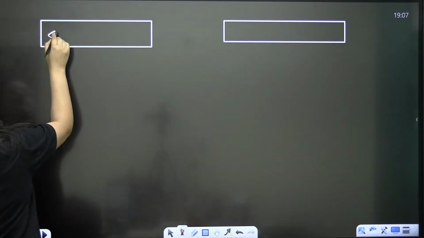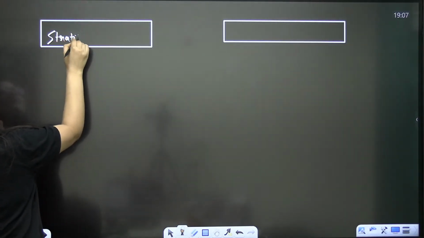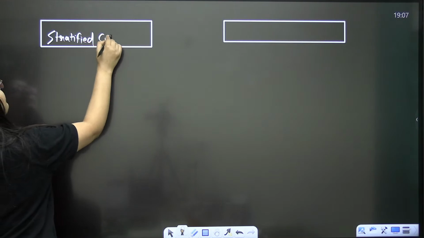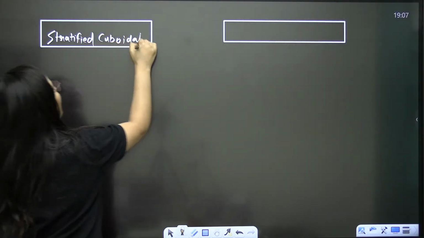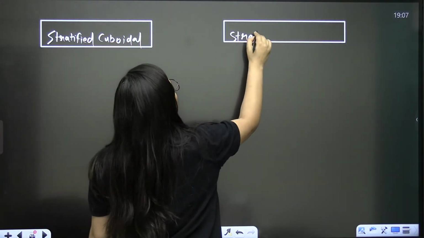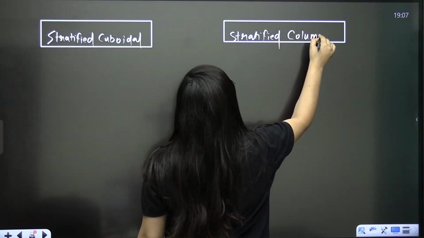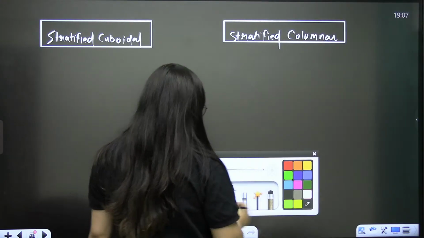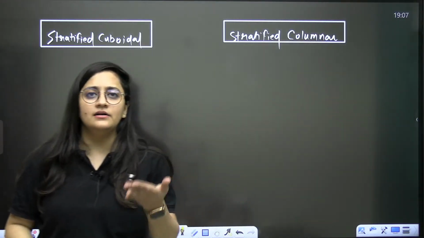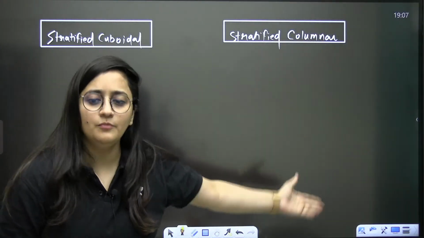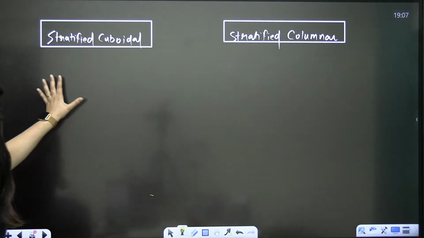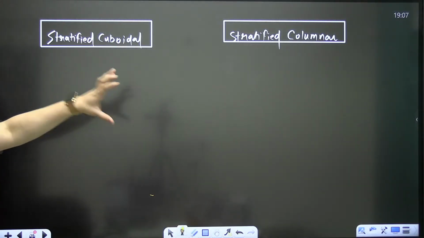So next, bache, after this, you have stratified cuboidal epithelium and you have stratified columnar epithelium, right? Stratified cuboidal, stratified columnar. Now, do I need to explain it, bache? You know, it will be multi-layered. The topmost layer will be cube-like. The topmost layer will be columnar.